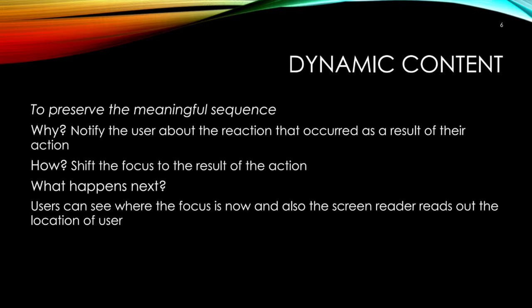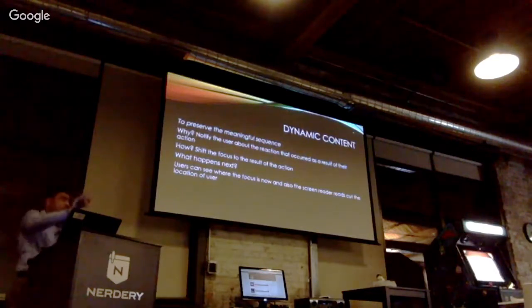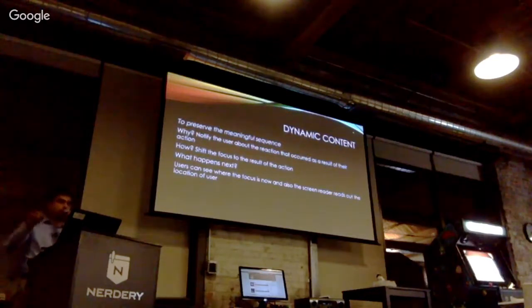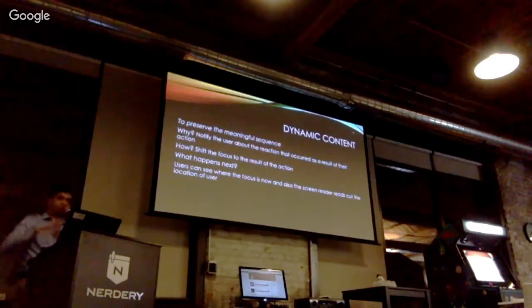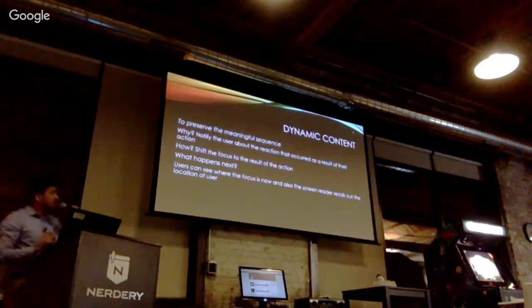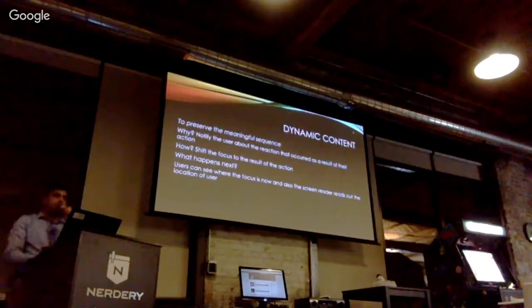Notify the user about the reaction that occurred as a result of their action. How do you notify them? By focusing the dynamic part. Like if it's a modal, like a dialog box, you'll make the focus go there using JavaScript, using CSS, whatever you want to do. Just make the focus go there, and the screen reader automatically picks it up. The screen reader will actually read it out.